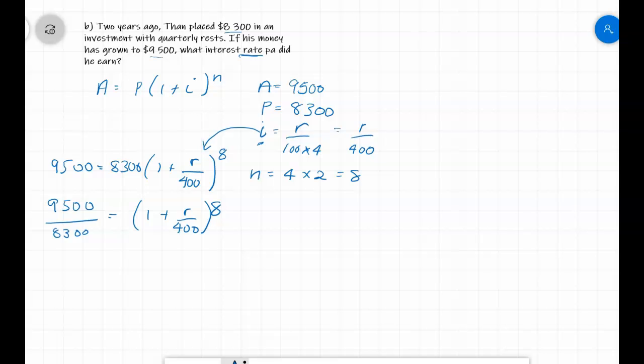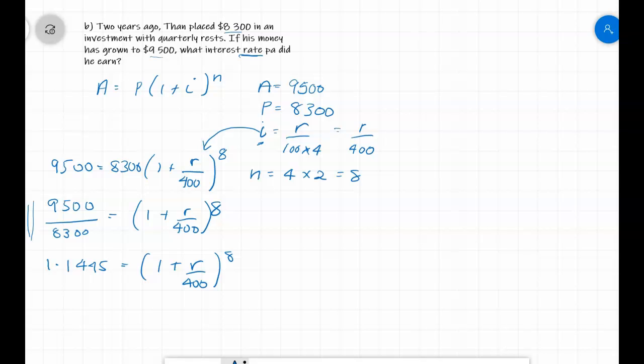I can do this part on my calculator, and that'll be equal to 1.1445. So when I divide 9,500 by 8,300, I get 1.1445 is equal to all of this, and it's still all taken to the power of 8.